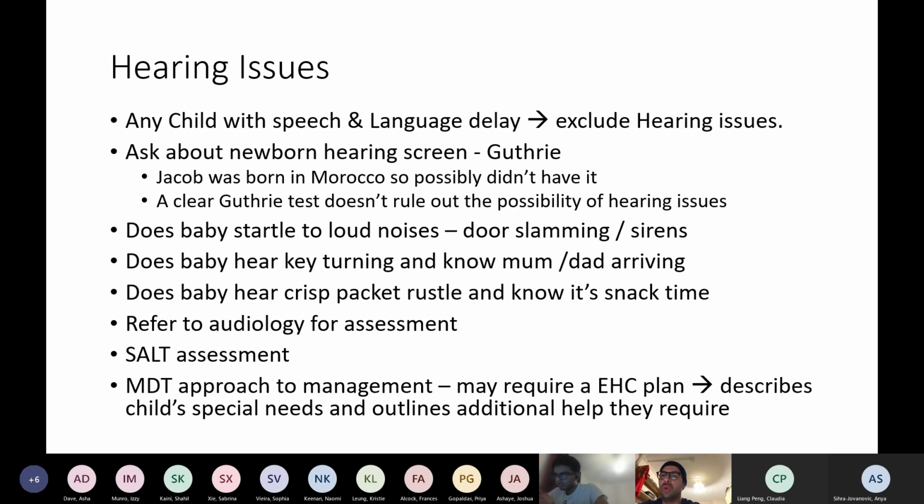Things you want to do, obviously, you want to see audiology. SALT assessment. Do I want them to check if their salt level's okay, or what do I want to do there? What is a SALT assessment?